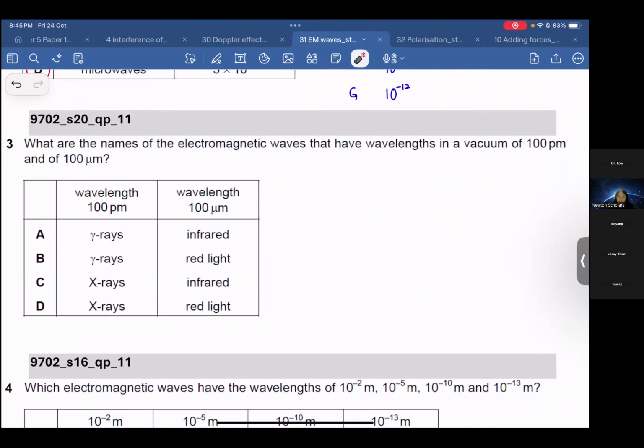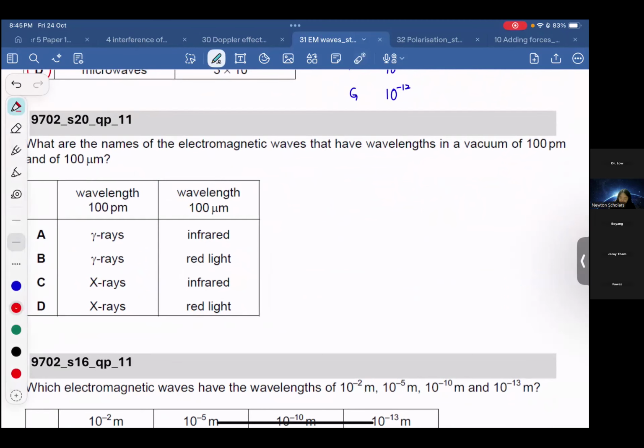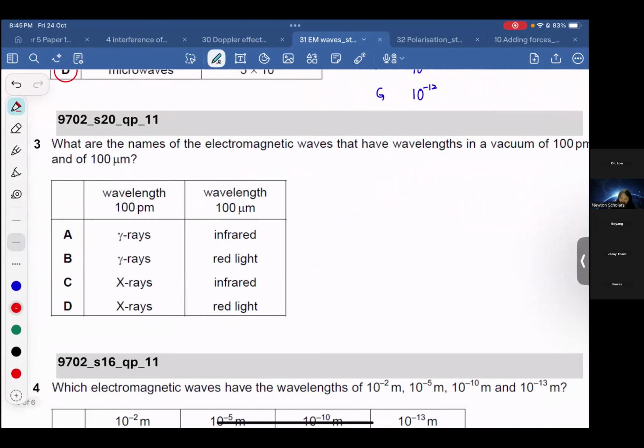Can you try? Before, I told you, but you have to convert. What is P? What is micro? Use a calculator to help you.